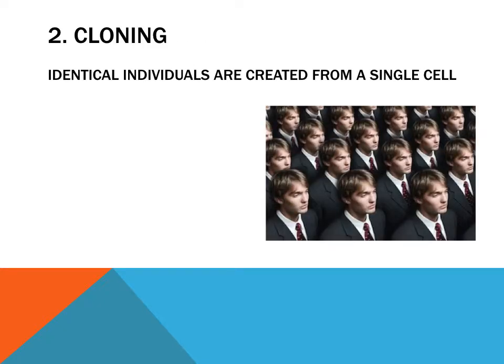The second topic is cloning. What is cloning? Cloning is when you take an individual and you create identical individuals from just one cell. All you need is one cell. So we can do this with animals, and they're trying to do it with humans, but as you'll see in a bit, ethical issues arise when that happens.